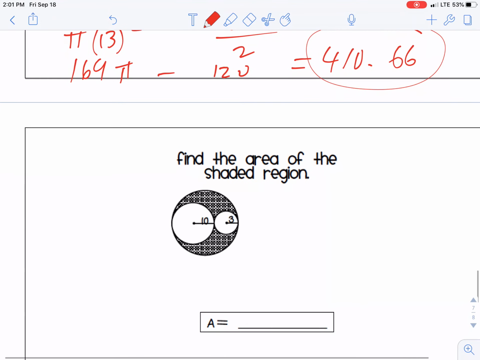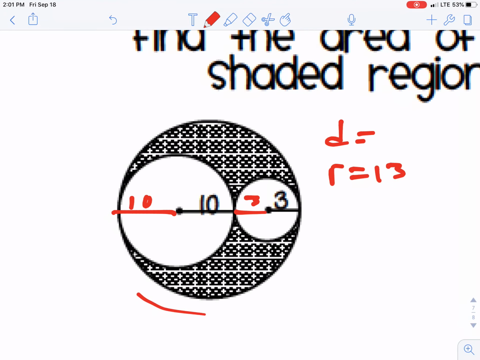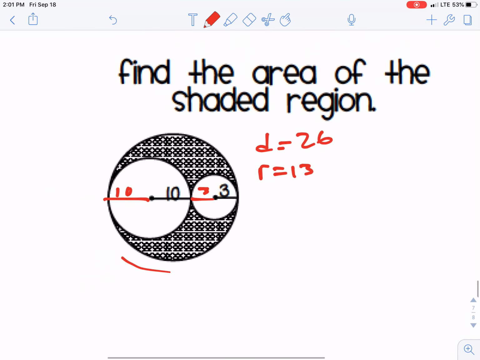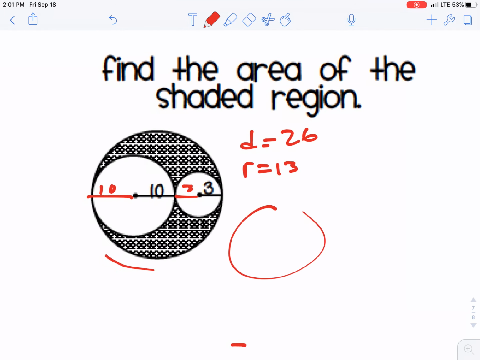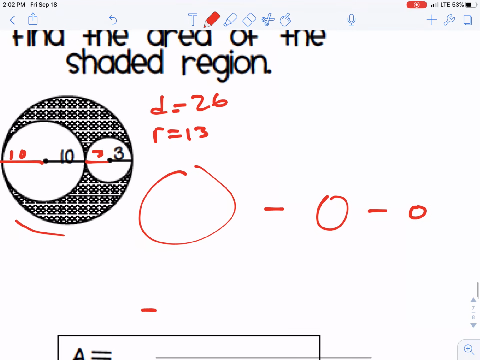All right, find the area of the shaded region. So we have a big circle and a small circle. All right, well, what's the radius going to be? Well, let's find out the total diameter. We know the total diameter is 10, 20, 26, so the radius is going to be 13 if the diameter all the way across is 26. So much like the last one, the area of the big circle minus the area of the medium-sized circle and the area of the smaller circle. We're going to subtract out both of them.